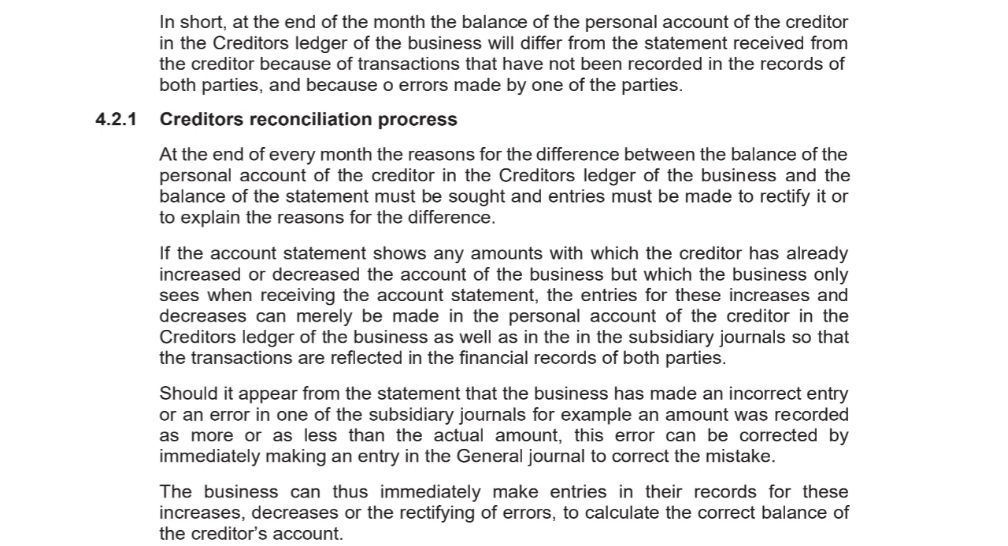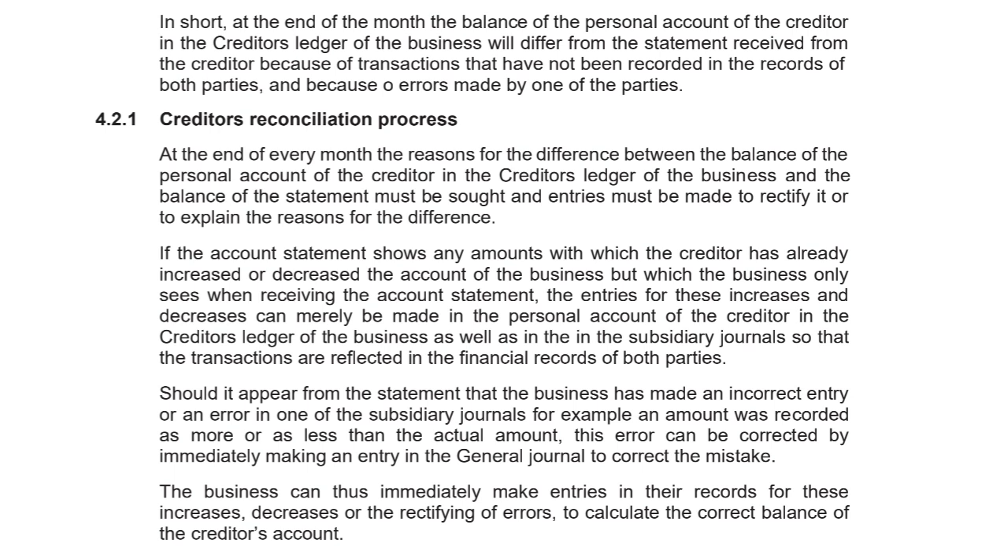If the account statement shows any amounts with which the creditor has already increased or decreased the account of the business, but which the business only sees when receiving the account statement, the entries for these increases and decreases can merely be made in the personal account of the creditor in the creditors ledger of the business, as well as in the subsidiary journals, so that the transactions are reflected in the financial records of both parties.